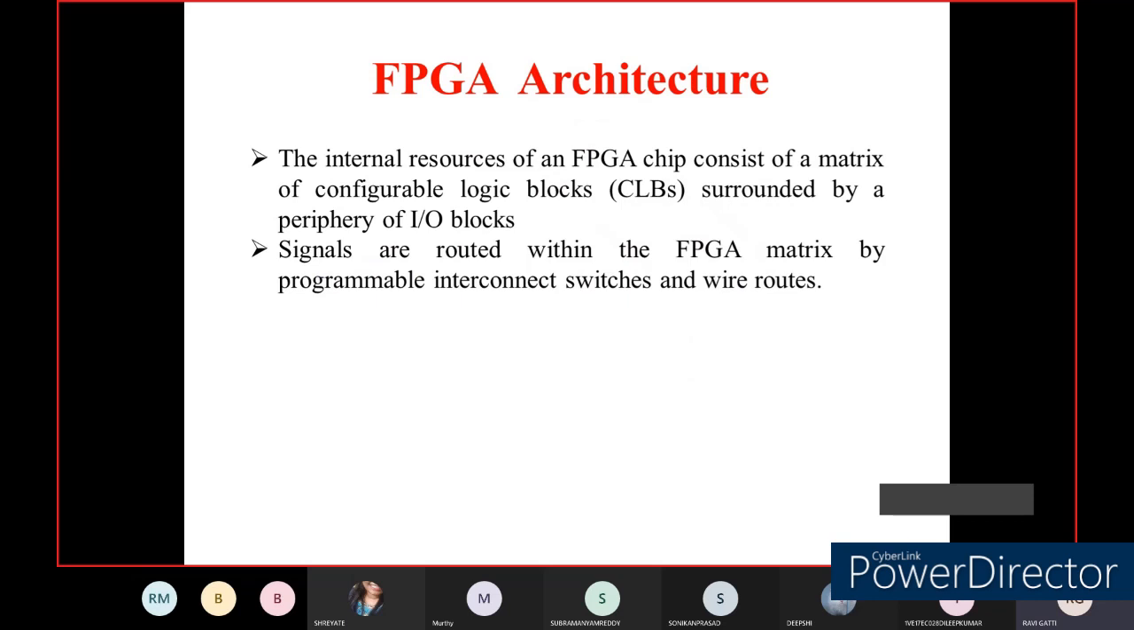These are the internal resources of the FPGA chip, consisting of a matrix of configurable logic blocks, the CLBs, which are surrounded by the peripheral IO blocks. The signals are routed within the FPGA matrix by programmable interconnect switches and wire routers. So we can do programming on the IO blocks, and also on the signals where they reach the IO blocks and the configurable logic blocks. These can also be programmed with the use of the interconnect switches and wiring routes. So this is the internal architecture of your FPGA.